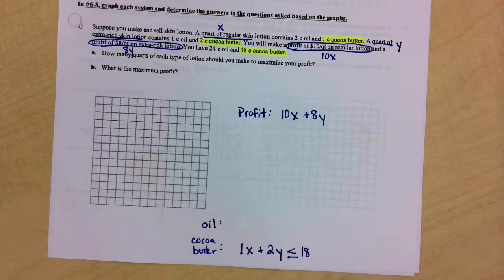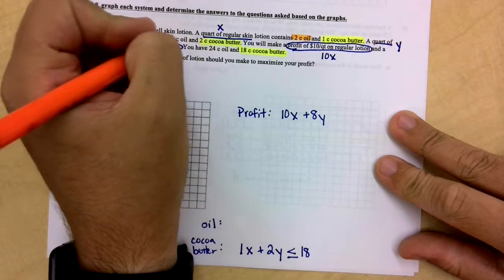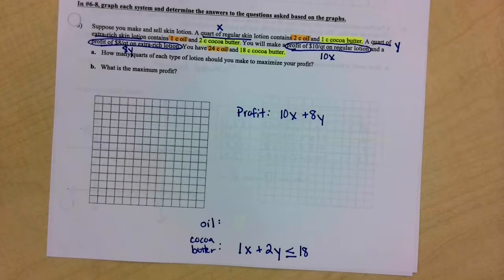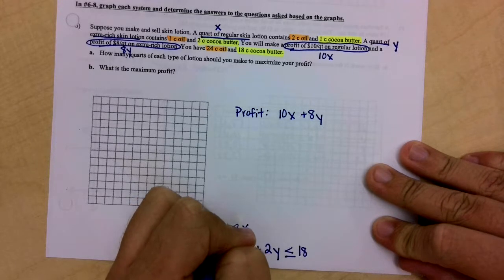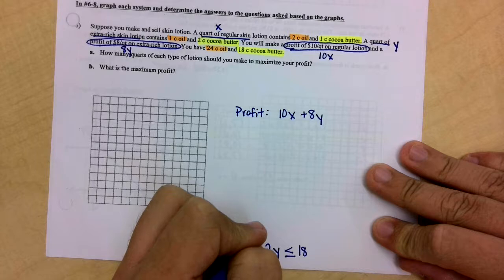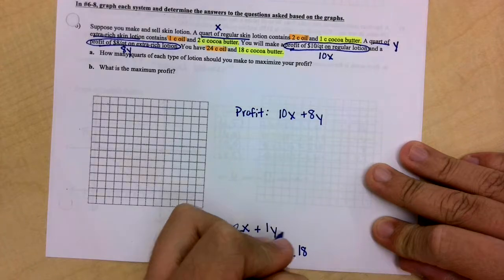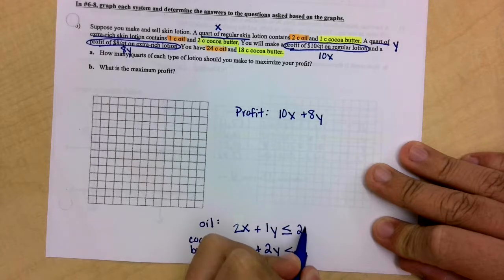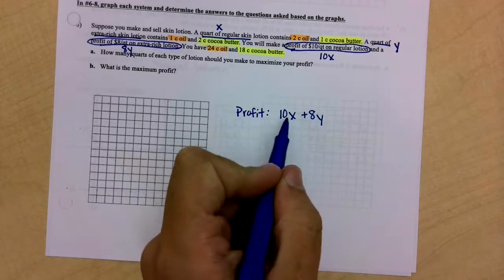Then I need to think about the oil. Could use 2 cups in the regular, 1 cup in the extra rich, 24 total. So same ideas here. I've got 2 going in my regular, which I represented with x, another going in the extra rich, which I represented with y, and I need to use less than or equal to 24 cups to still be good, that I could still produce those. So now I've got my constraints and my profit function.